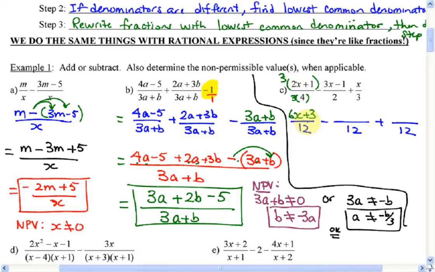Now how about the next one here? I've got a 2 and it became a 12. 2 times what gives you 12? 6, I heard? Good. So what do I do with the numerator? I'll multiply that by 6 as well. So 3x times 6 gives us 18x. And negative 1 times 6 is just minus 6.